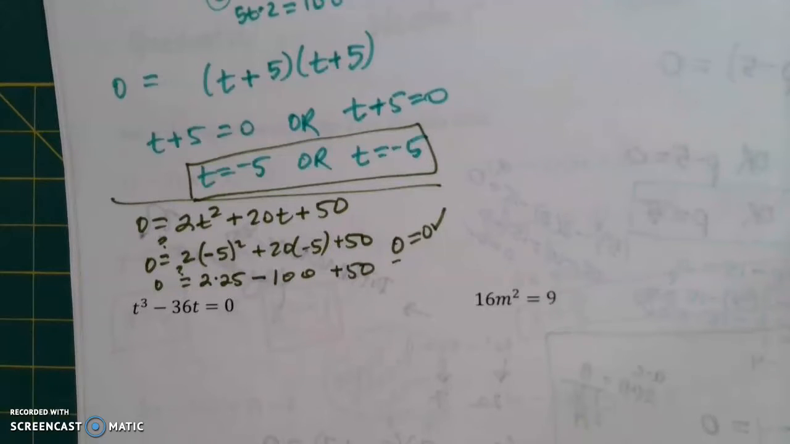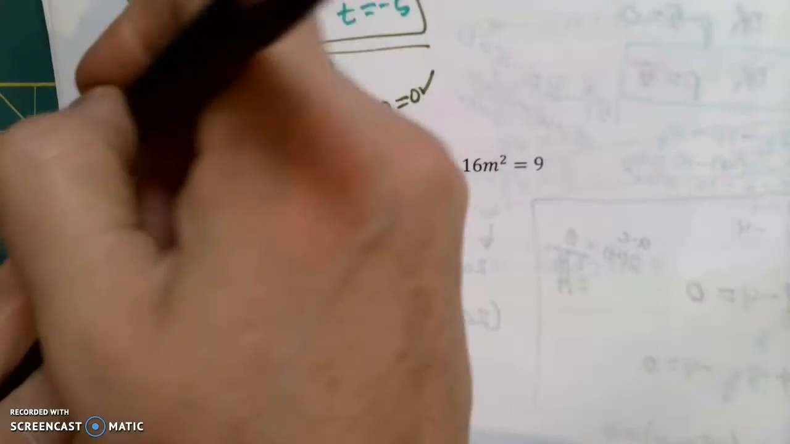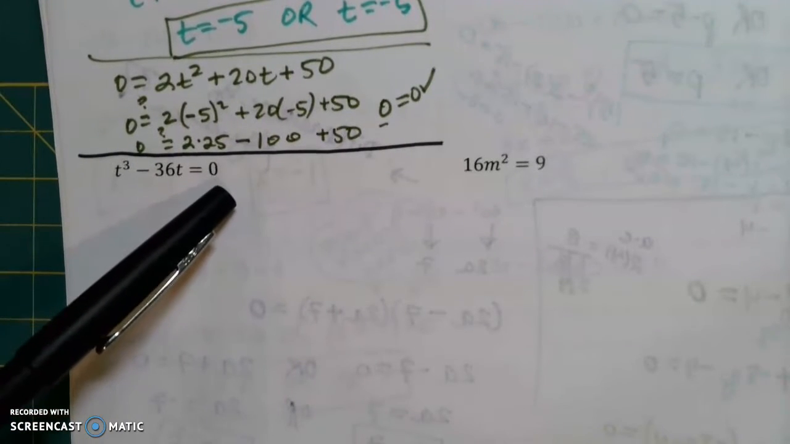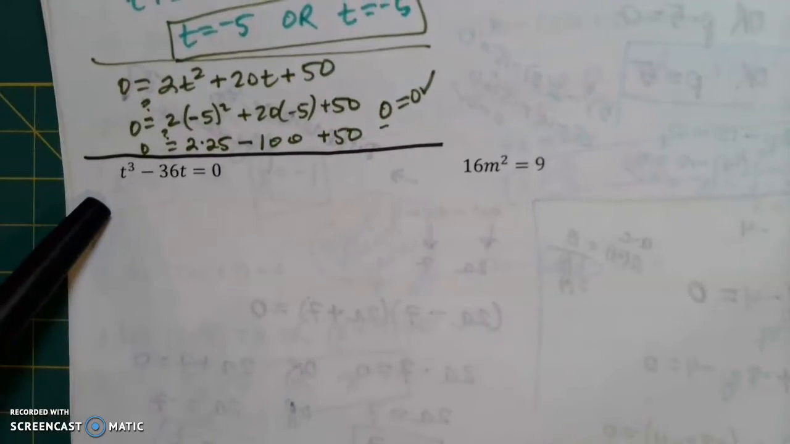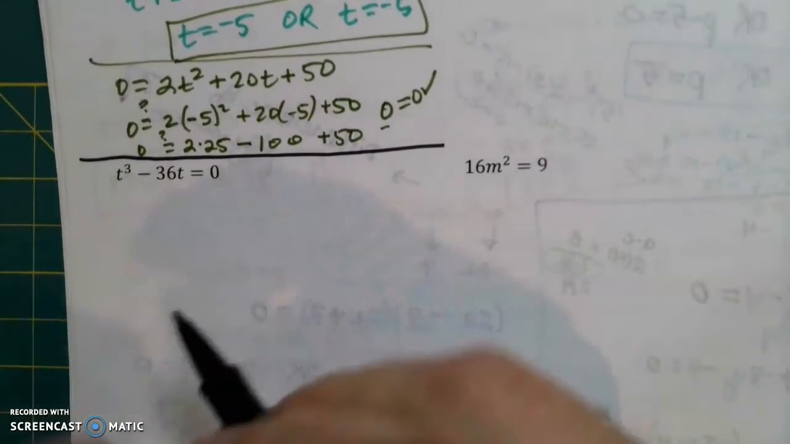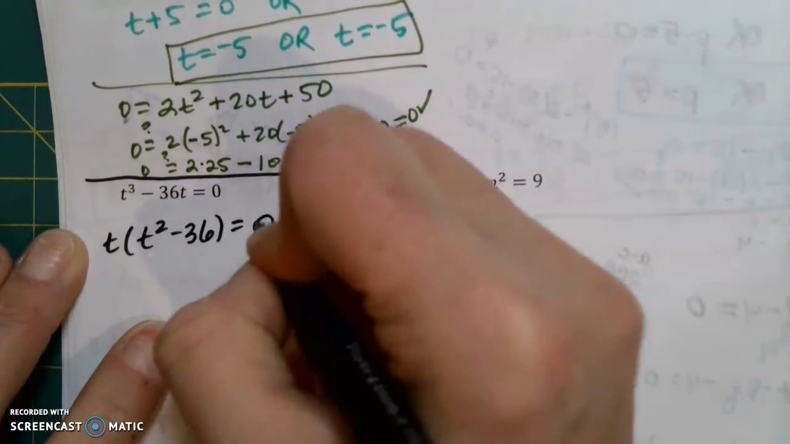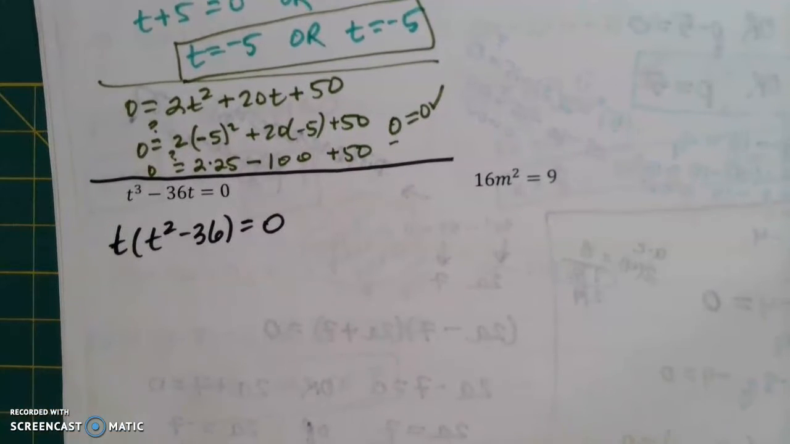All right, so I'm going to look at the one right below that. So looking at that one, t cubed minus 36t equals 0. It is in descending order. It's already set equal to 0, so I am good to start looking at my factoring checklist. Is there a GCF between those terms? And there is. There's a t I can pull from both of those. So I would have t on the outside times t squared minus 36.